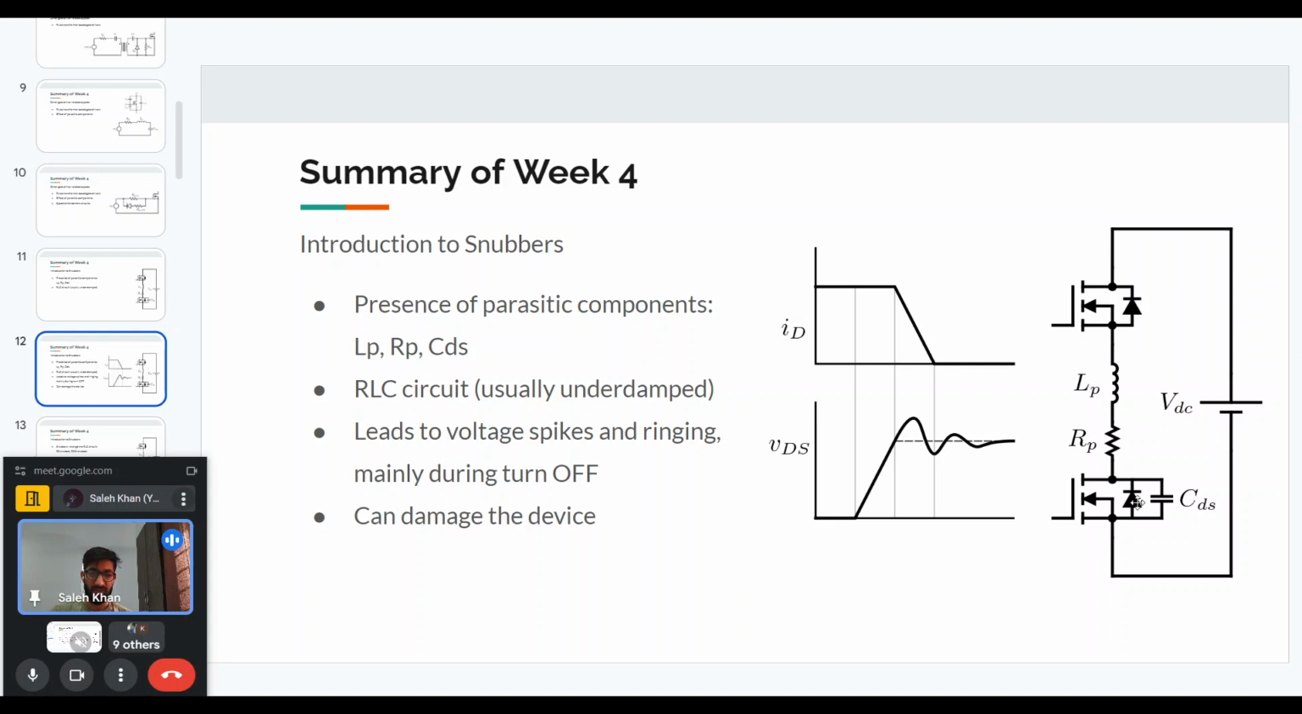So what is the problem that we have with this kind of situation? It shows up when the device turns on and off. For example, here I've shown the condition where the device is turning off. The voltage across the device should have just gone up, reached the VDC value, and stayed at that value. But in practice, due to this RLC circuit, there will be ringing and voltage spikes. And mainly during the turn on, because of the reverse recovery, it will create more issues.